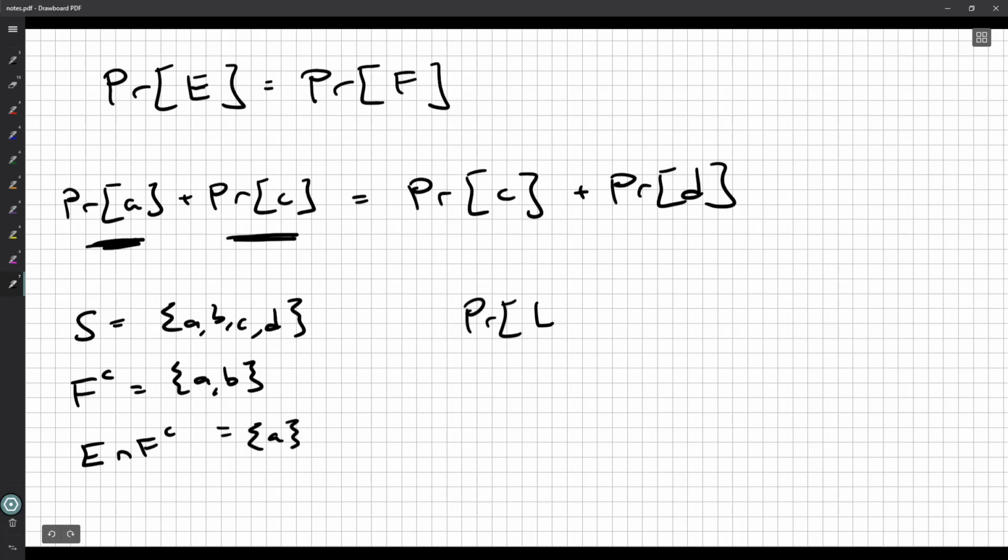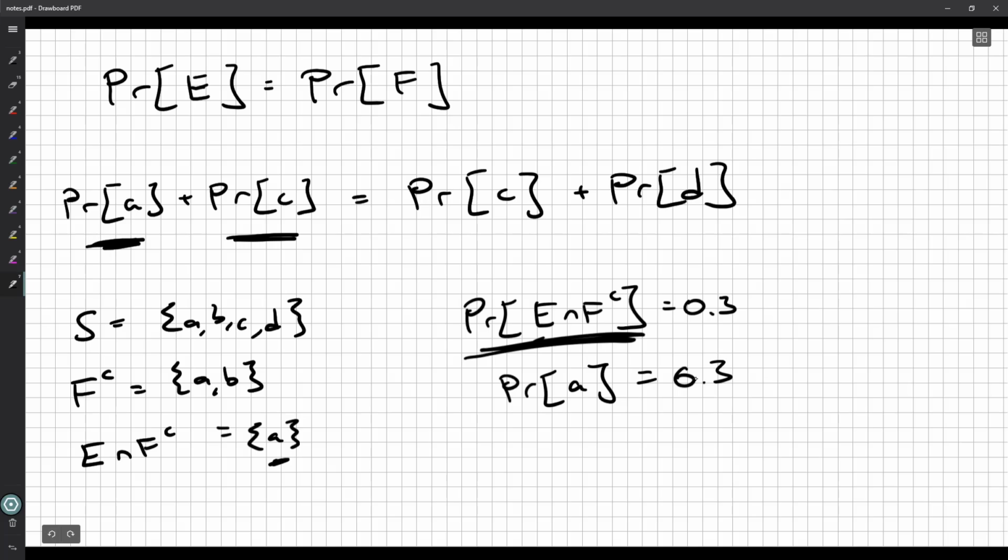So when they say the probability of E intersect F complement is 0.3, what's this probability? It's the sum of the probabilities of the weights. So somebody was just being very sneaky and told me the probability of A is 0.3. Now one thing I could do is take that and plug it back in up here. You can actually work out the probability of D is 0.3 as well. Maybe we'll have to do that in a moment.